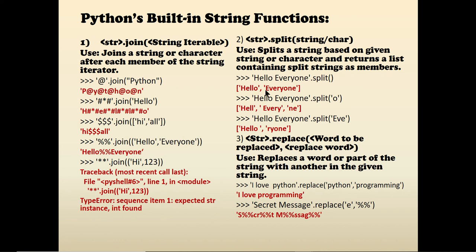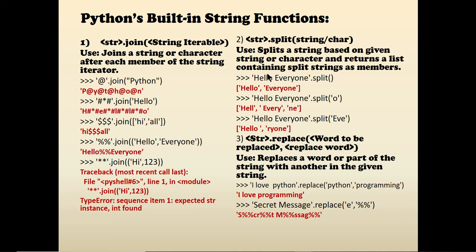Look at the example, "hello everyone".split(). Here, what is the argument, string or character? It is an optional argument, which means you can call this function with or without an argument. If you call this function without an argument, then it will take space as the separator. The purpose of this function is to split a string based on a string or character which is given. If the character or string is not given, then the default character is a space.